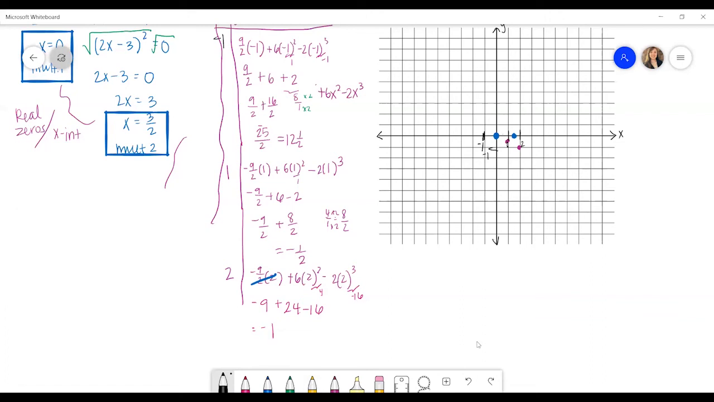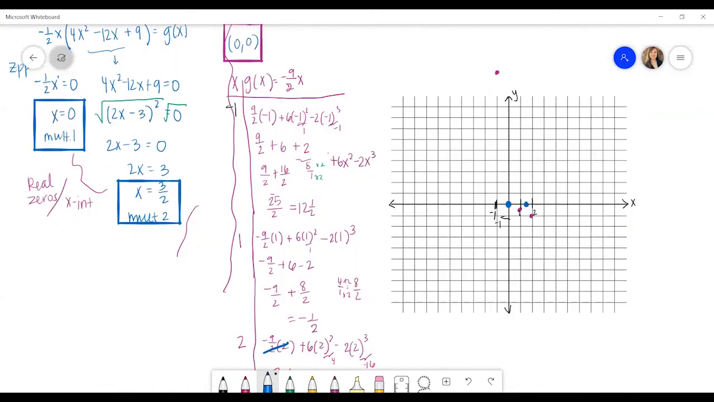So let's see if we're able to connect these points and get a decent graph out of it. Something like that. Okay?